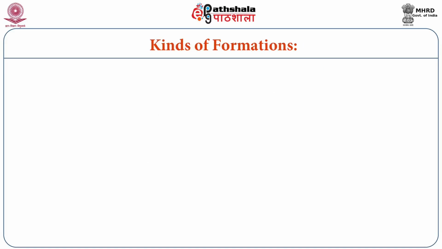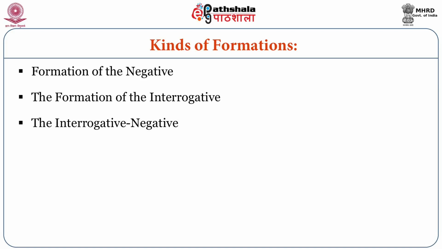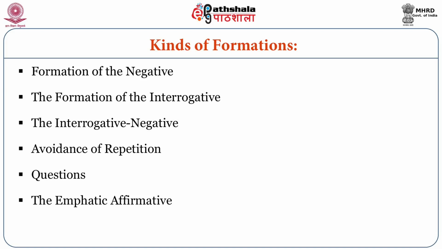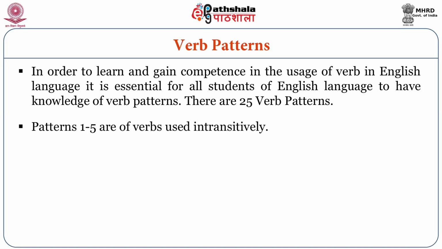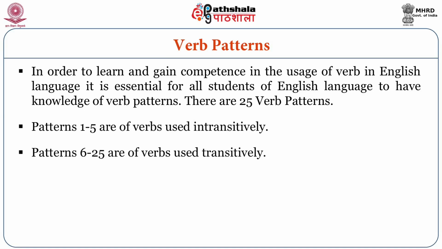There are various kinds of formations, like formation of the negative, the formation of the interrogative negative, avoidance of repetition, questions, the emphatic affirmative, and adverb position. In order to learn and gain competence in the usage of verbs in the English language, it is essential for all students of English to have knowledge of verb patterns. There are 25 verb patterns. Patterns 1 to 5 are of verbs used intransitively and 6 to 25 are of verbs used transitively.